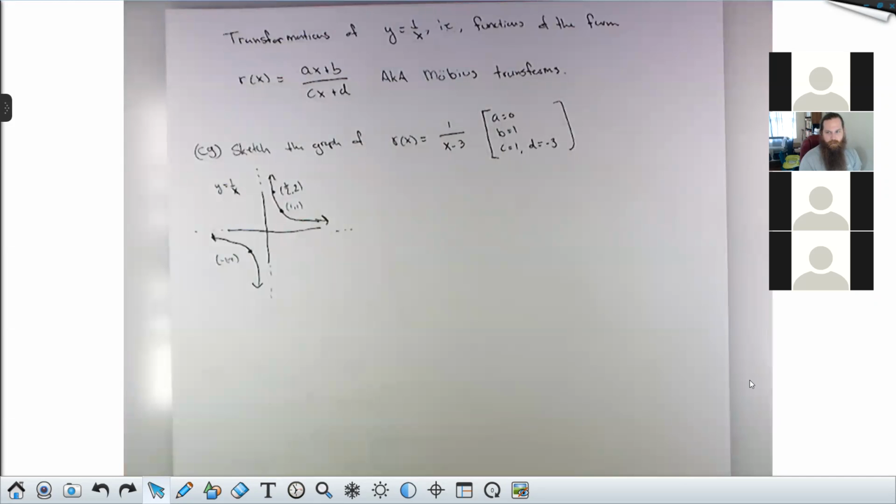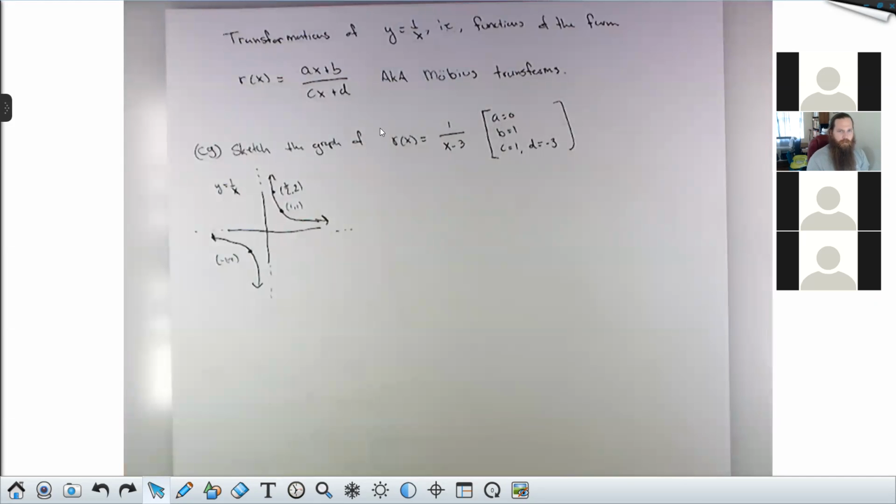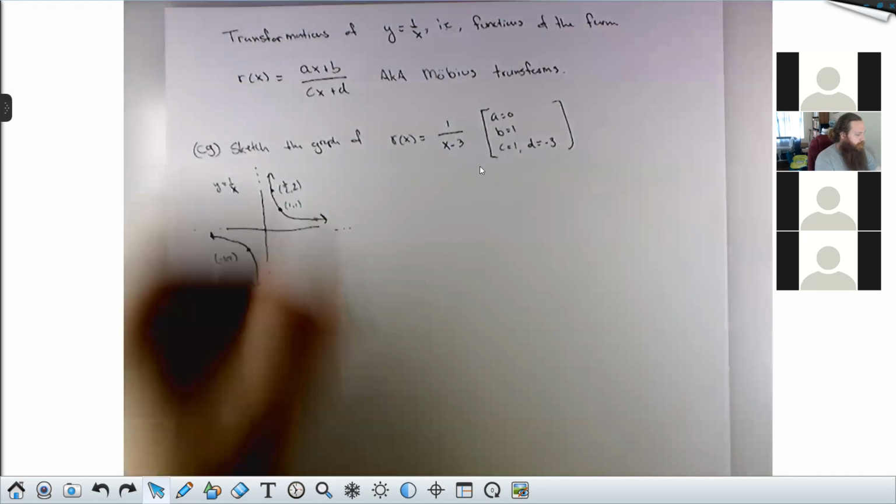Anybody feeling brave? Just take a stab. It's okay if you're wrong. To the right 3. Yeah, exactly, to the right 3. Right? If I swap this x for x minus 3, that gives me this. And we know when we replace the inside of the function with x minus whatever, that's a shift to the right by that many units.